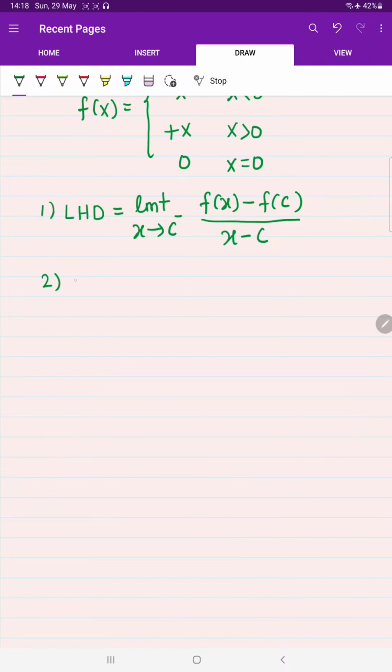The second one is, in a similar way you have to define the right hand side derivative also. That will be defined as limit x approaching c plus. This side I am putting plus, because we are traveling from the right hand side. This can be further defined as f of x minus f of c upon x minus c.